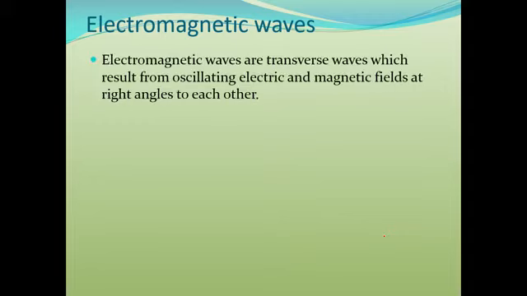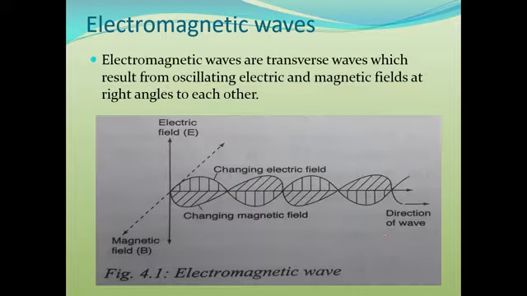Electromagnetic waves are transverse waves which result from oscillating electric and magnetic fields at right angles to each other. Now let me begin from what you know. From your textbook, you shall have this image of two waves that are perpendicular to each other.